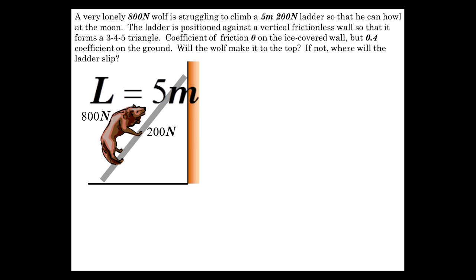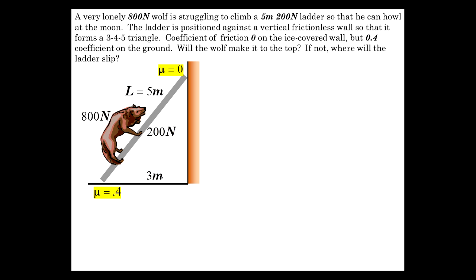Well, some other particulars. It's a 200 Newton ladder, 800 Newton wolf. It's frictionless against the wall, but it has a coefficient of friction of 0.4 here on the ground. So as the wolf progresses up the ladder, you might have an intuition as to the change that happens. Is it easier for the ladder to maintain its equilibrium condition down toward the bottom or toward the top where there's no friction? You may have the intuition that it's easier at the bottom, and you would be right. So as you go toward the top, the tendency to slip increases.